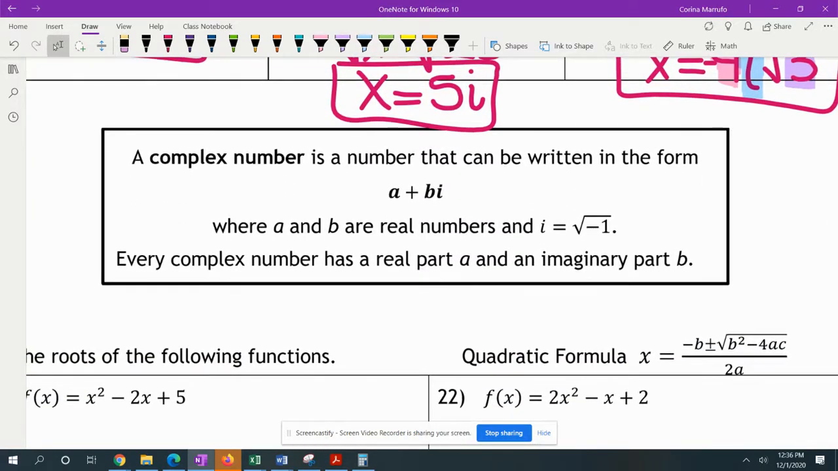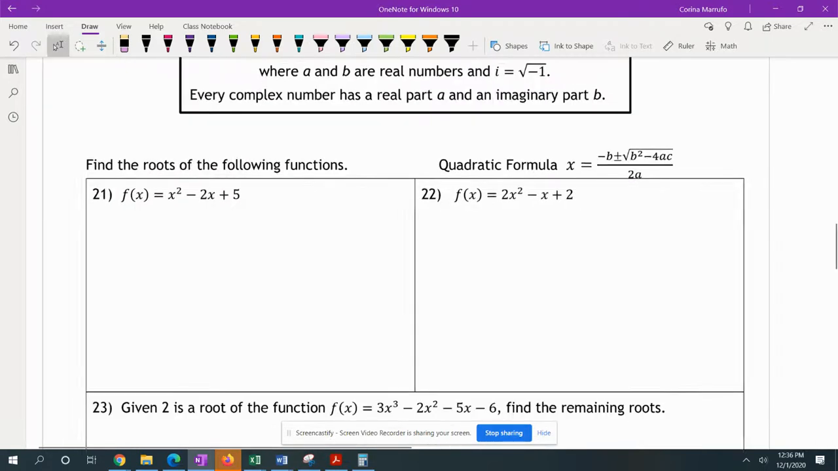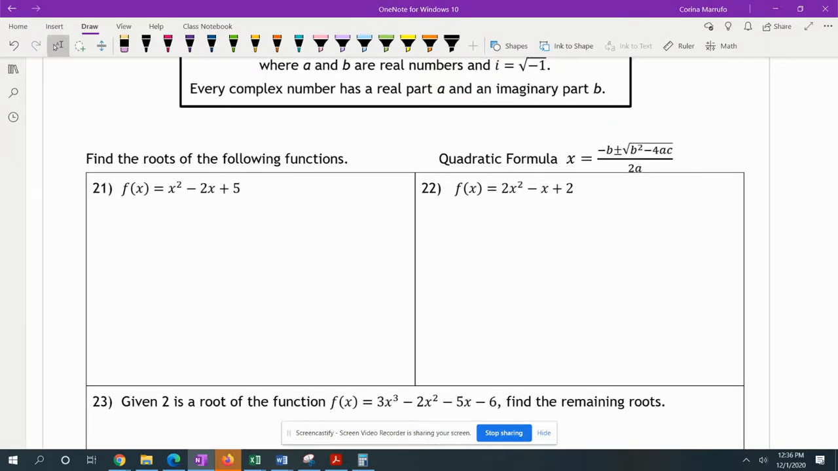All right. A complex number is a number that can be written in the form of a plus bi, where a and b are real numbers and i is the square root of -1. Every complex number has a real part a and an imaginary part b. So here it says, find the roots of the following functions. We have our quadratic formula is -b plus or minus the square root of b squared minus 4 times a times c all over 2a. So this is what we're going to do. We're going to have to first identify the a, b, and c.